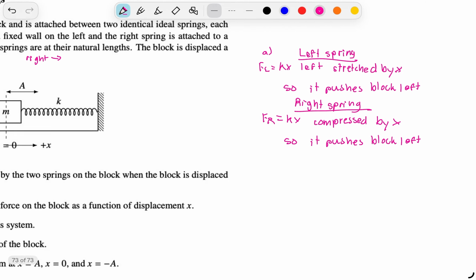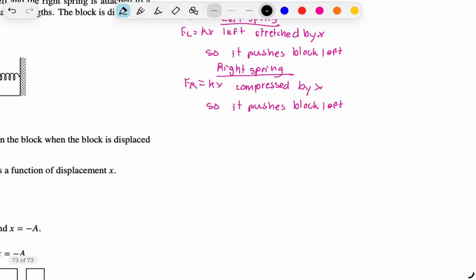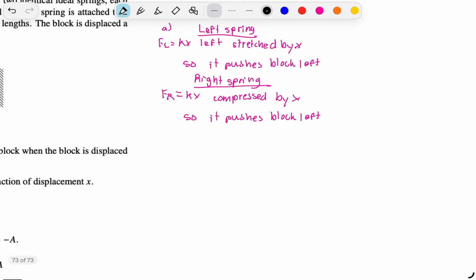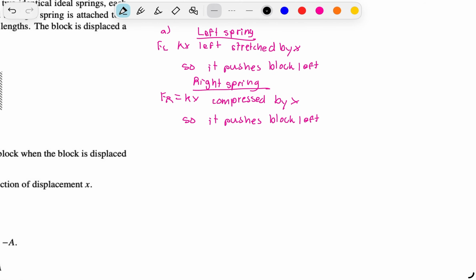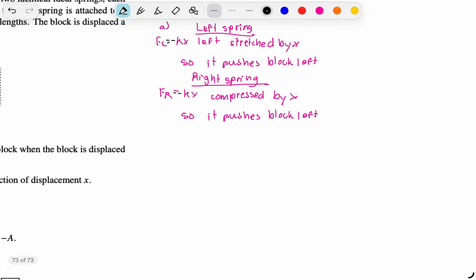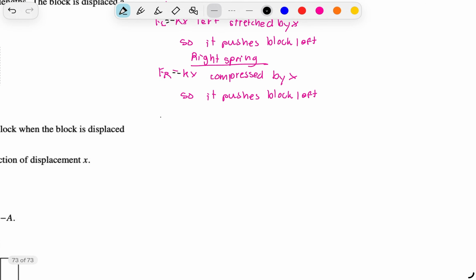So if we make our right direction positive, because that's where we're moving, we'll have that FL is going to be negative kx, FR is negative kx, because they have to be negative, because they try to restore the block back to x equals 0, equilibrium.